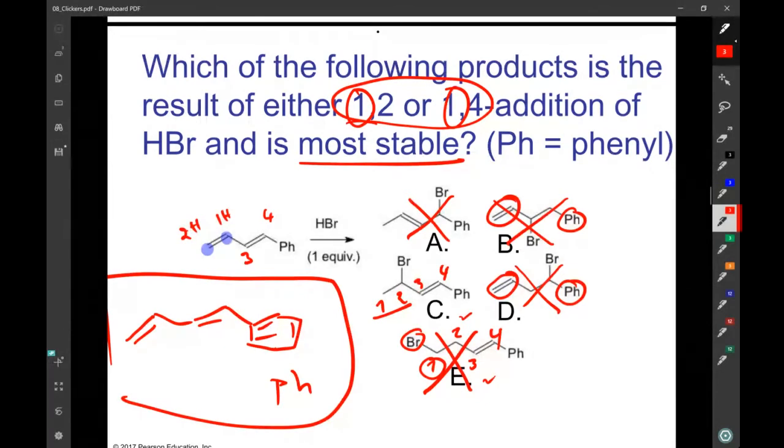Conjugation has to do with the alternation of double and single bonds. So when you have a double bond that alternates with a single bond, that's conjugation. And the more conjugated the system is, the more stable that system will be.